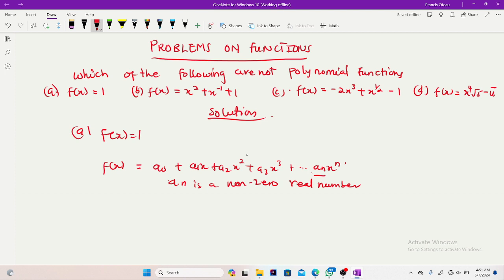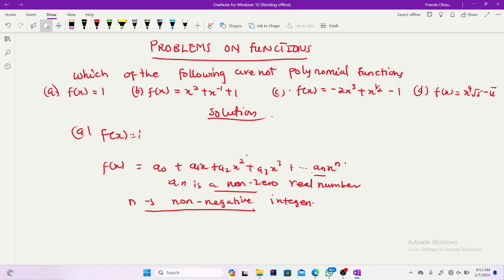whilst our n is simply non-negative integers. Non-negative integers, meaning it can be 0, it can be a positive integer, but not a rational number. So let's be guided by these two conditions here.